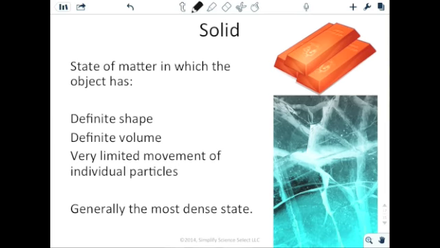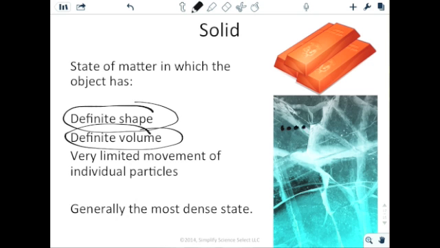Now, a solid, we should know that it's a state of matter in which objects have a definite shape, a definite volume, and very limited movement of the individual particles, meaning you're going to have particles that stick really close together. They still move a little bit on the molecular level, but they don't move that much. It's generally the most dense state. There are some exceptions to that, and obviously water is one of those. We see that ice floats in liquid water, so we do have some exceptions, but generally it's the most dense state.